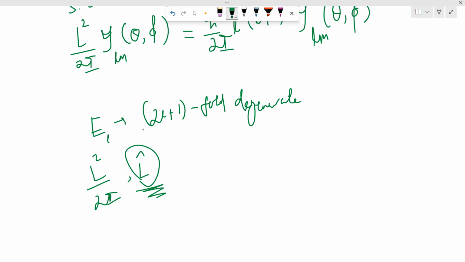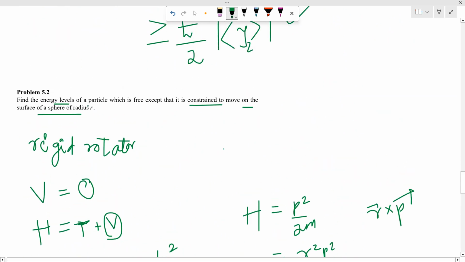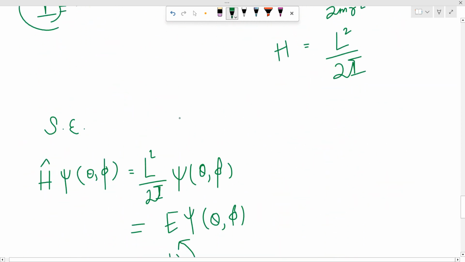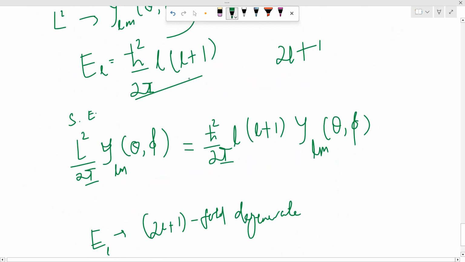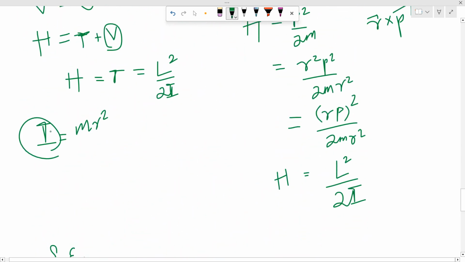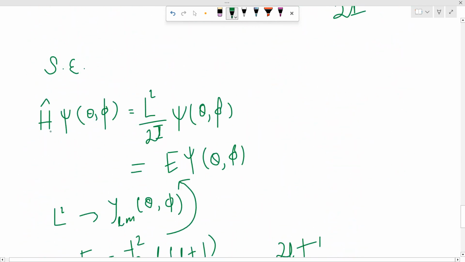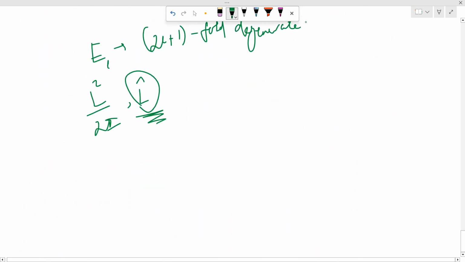So these were the... What was the question again? The question was to find the energy levels of a particle, which is this. So we got the energy level: h cut square by 2I, L into L plus 1. This was the Schrodinger equation, using that. So we used spherical harmonics in this question. This was a question of a rigid rotator. Is it clear?